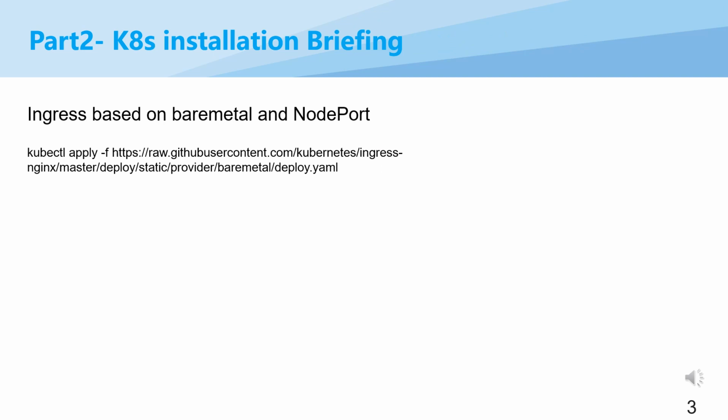Ingress applied is based on bare metal and NodePort. So we will use the command kubectl apply -f deploy.yaml, and once the YAML is applied, the Nginx ingress controller pod will be provisioned. With this, the resources including the Kubernetes cluster, dashboard, and ingress are all ready for the FileNet container install prerequisite.